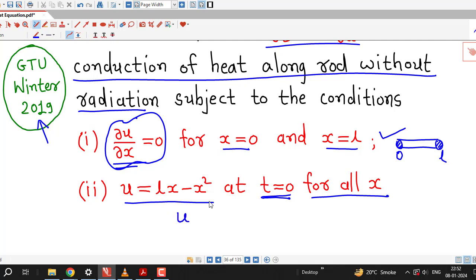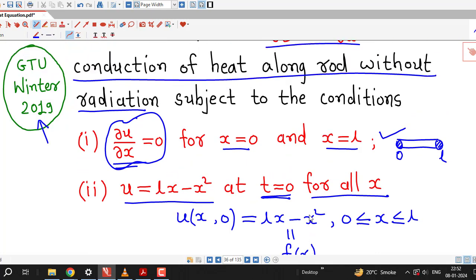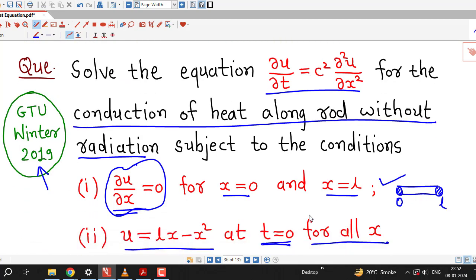And the second condition is that at time t equal to 0, u is given by Lx minus x square for all x between 0 and L, and this is our function f of x. We denote this function by small f(x).